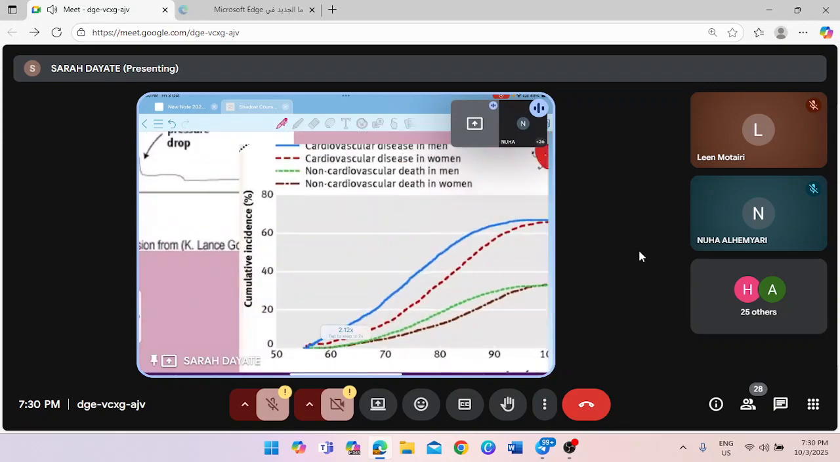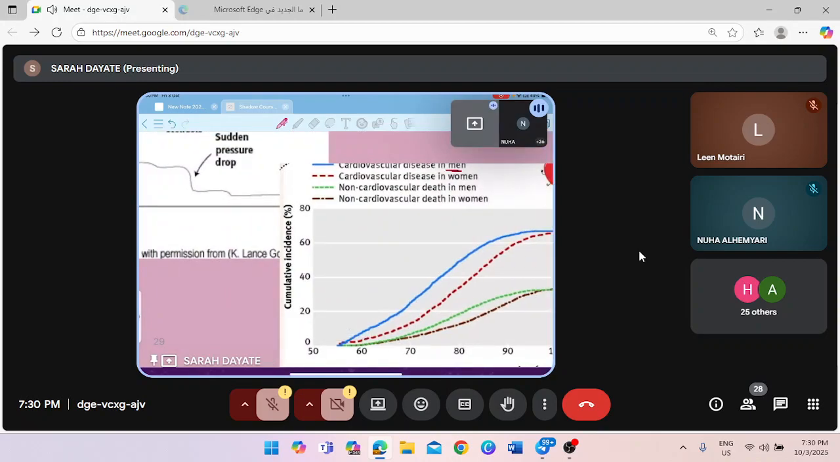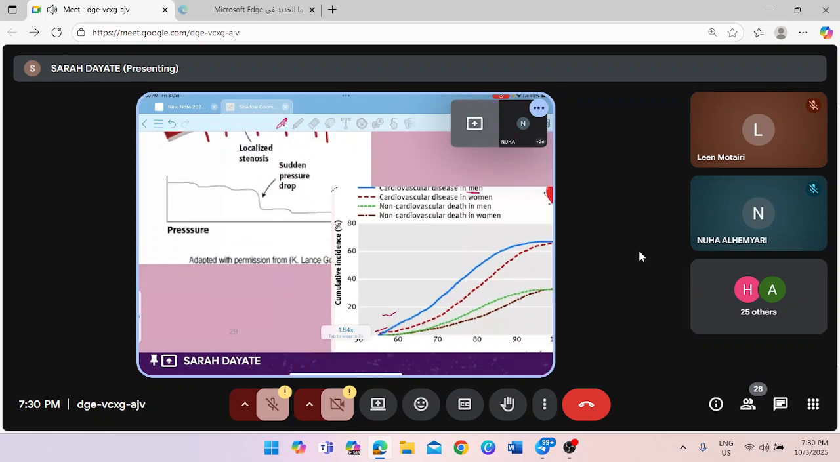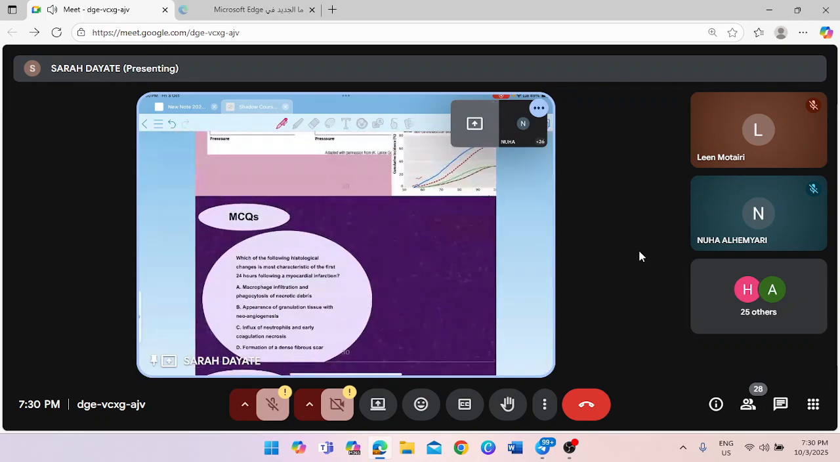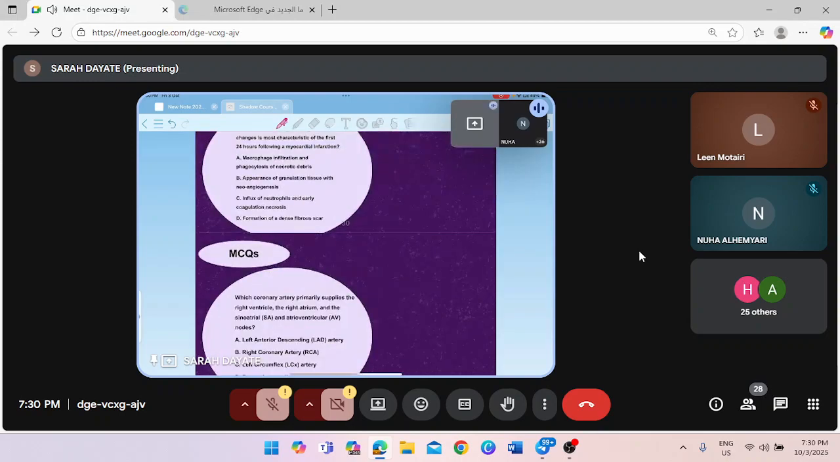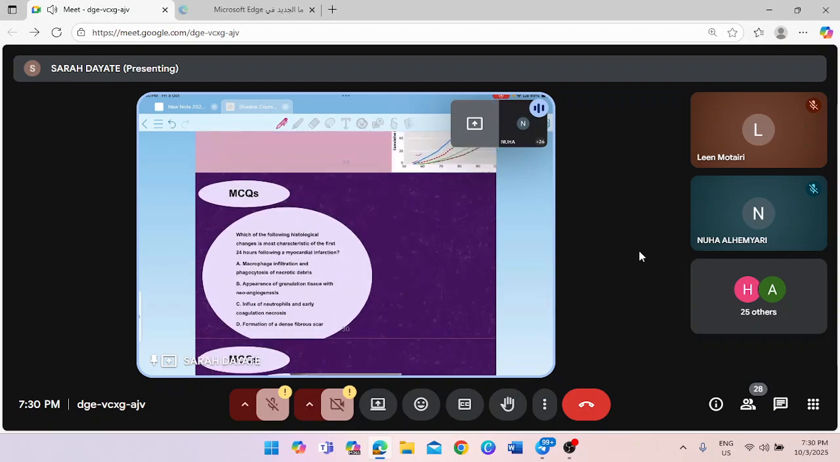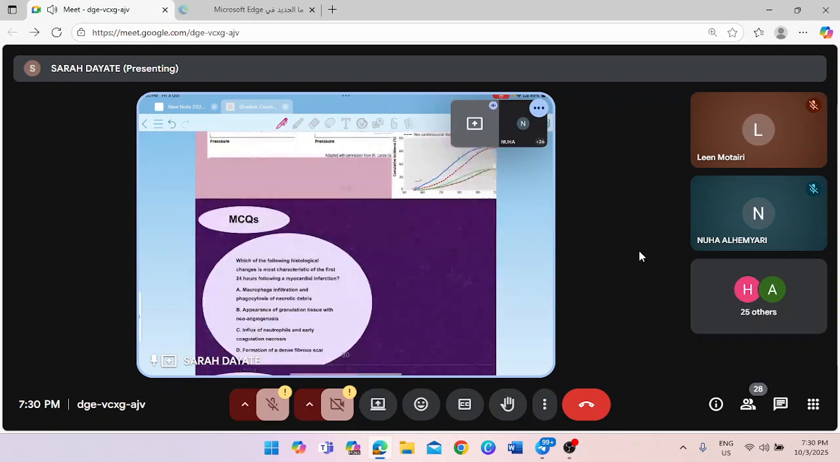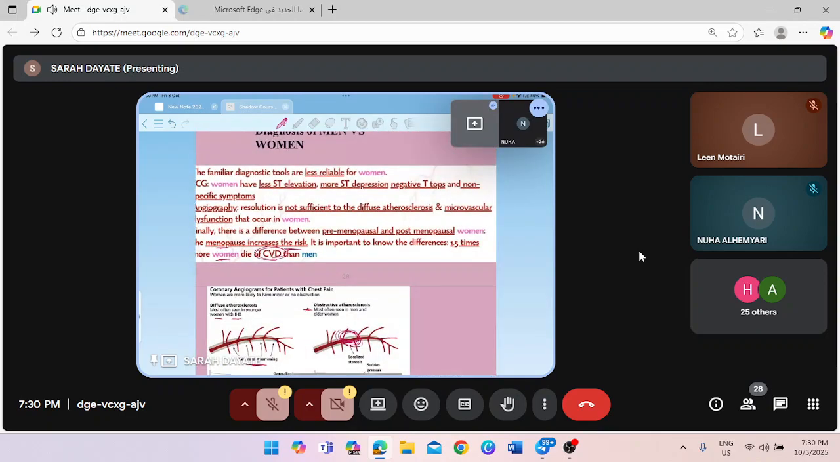And also here you can see that cardiovascular disease in men is basically increased more than in women. Basically, we have finished the questions, but due to timing, I don't think we can move to the next case. So here we have 2 questions so that you can practice for yourself.